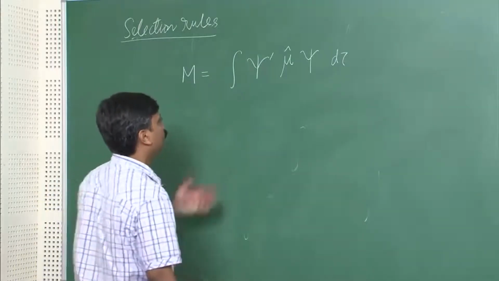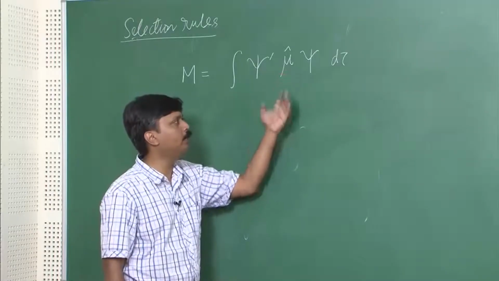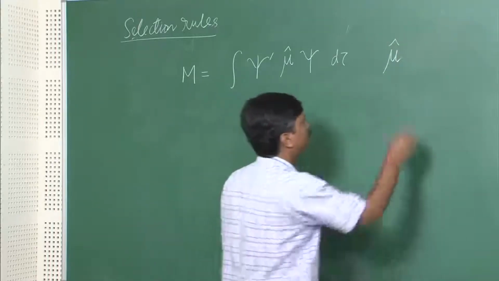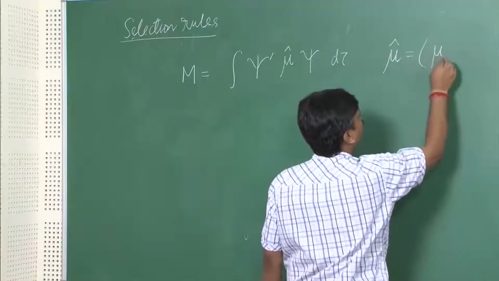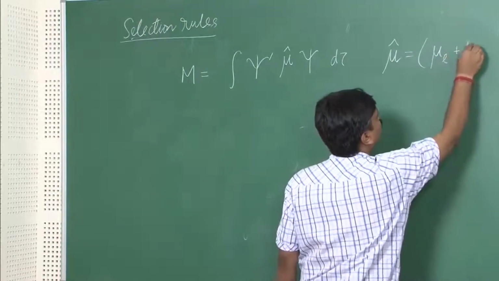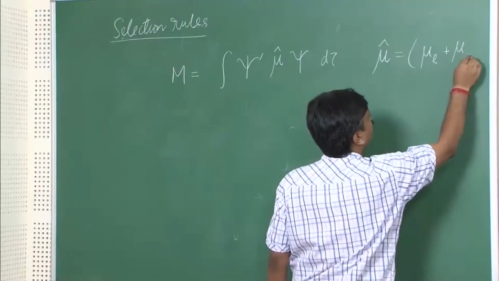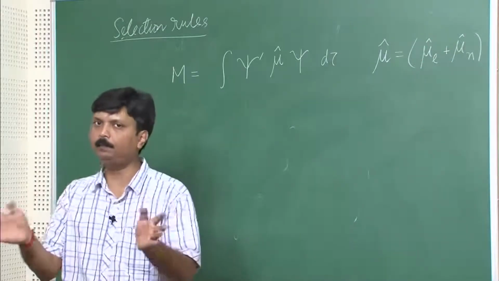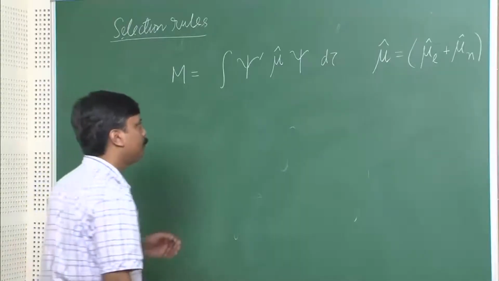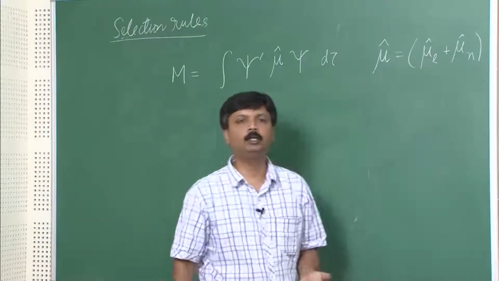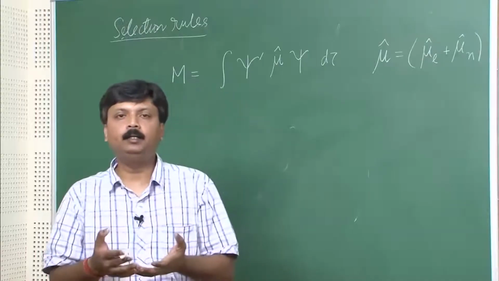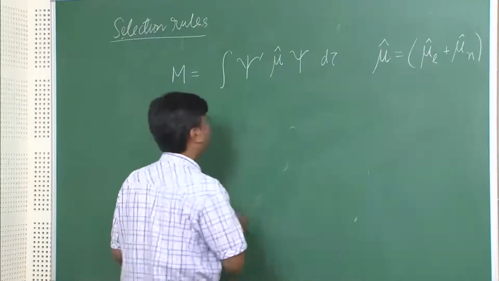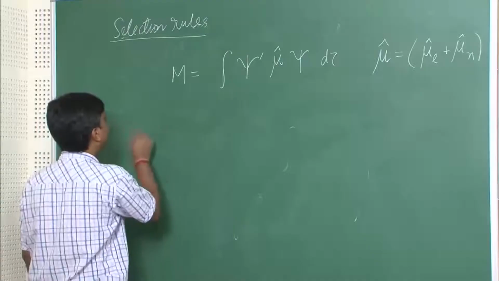Now I can write this operator mu, the overall dipole moment operator, as a sum of nuclear and electronic components, and I can separate them, because the speeds of the nuclear motion and the electronic motion are quite different, so I can easily separate them out, right? If I do that, then I can rewrite this integral.